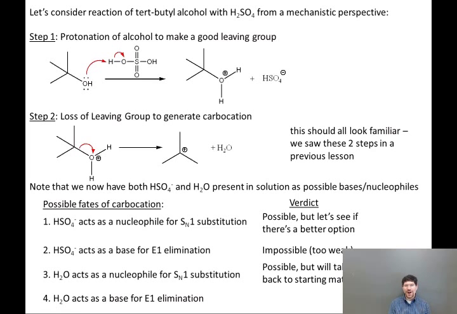We've got one more option left. That better be the good one. And it is. H2O acts as a base for E1 elimination. Is H2O a strong enough base for E1? Yes. And if we do E1 elimination, that process under these conditions will essentially be irreversible. So that's the pathway that's going to be favored by Le Chatelier's principle.